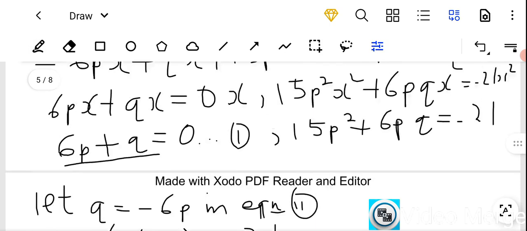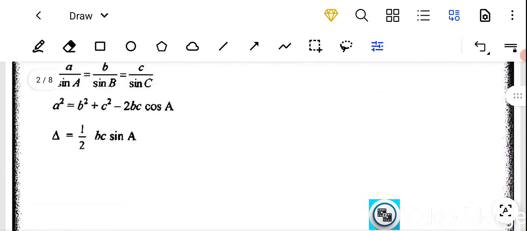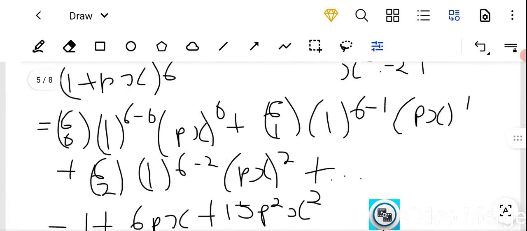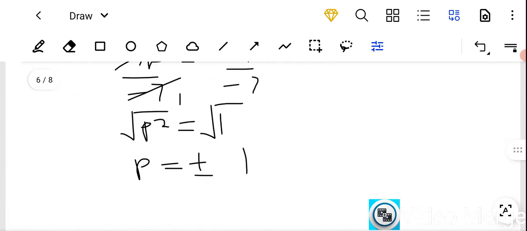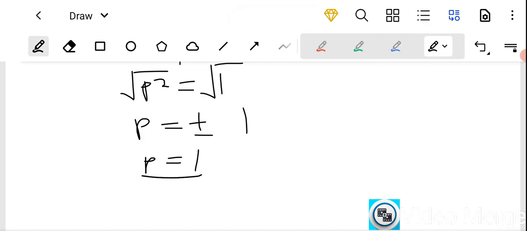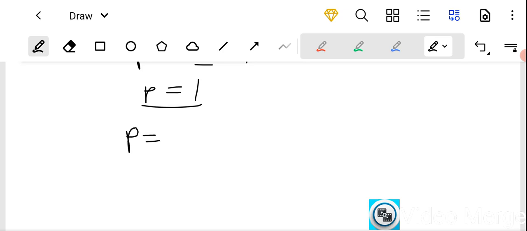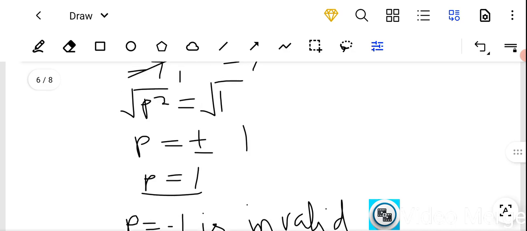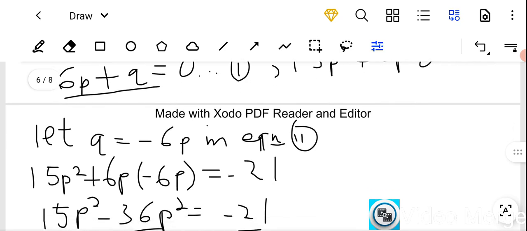But the examiner knew that you would find such a solution, so they restricted you that p should be greater than 0. So you say p is equal to 1. You even underline it. Then you say p is equal to negative 1 is invalid. And then you continue. You let p be equal to 1 in equation 1.